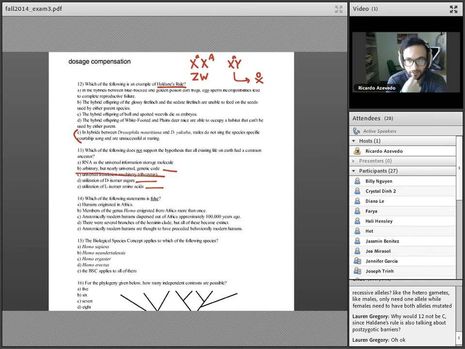Which of the following does not support the hypothesis that all existing life on Earth had a common ancestor? RNA is the universal information storage molecule. An arbitrary but nearly universal genetic code. The genetic code is nearly universal, that is true. D isomer sugars and L isomer amino acids, these are correct.